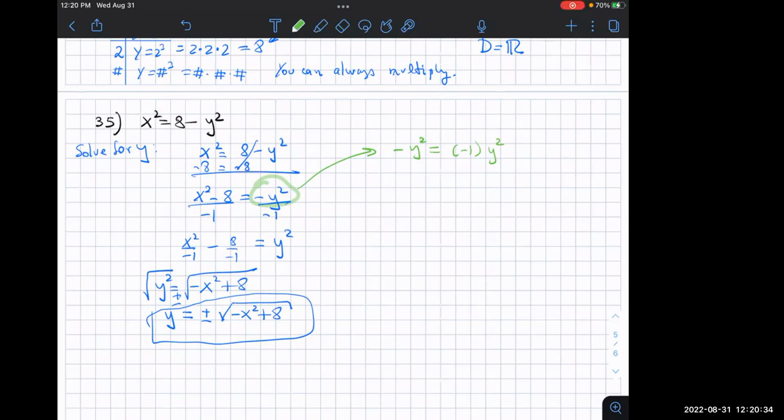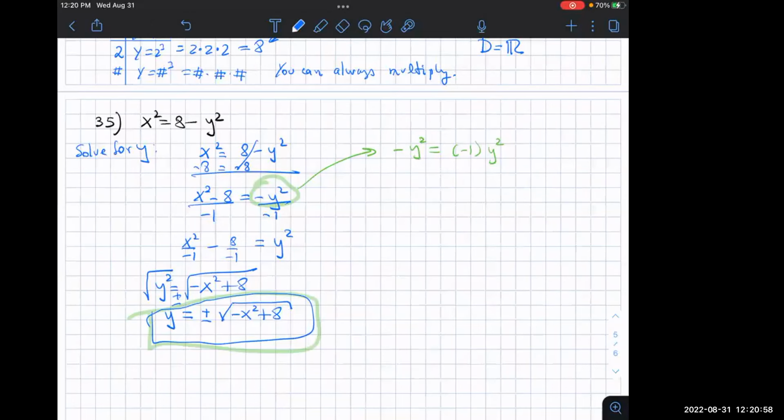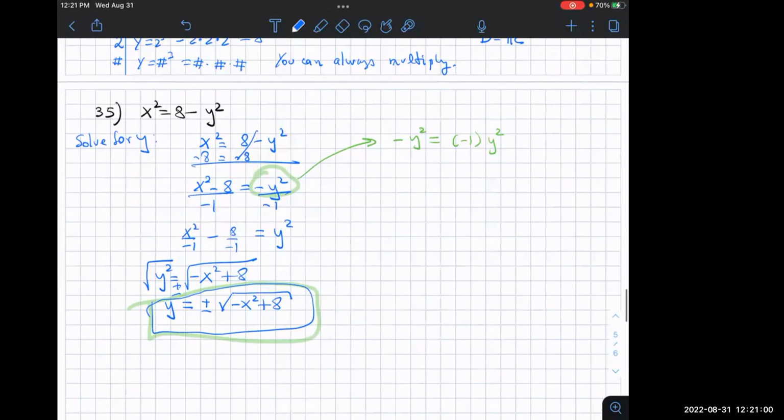Okay. So here's a big question. Is this a function? No. Because it has two answers. You get plus or minus, right? So it's not a function.